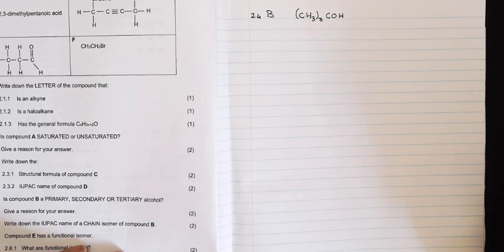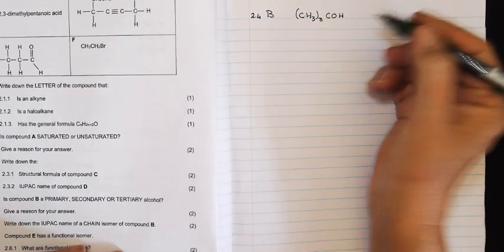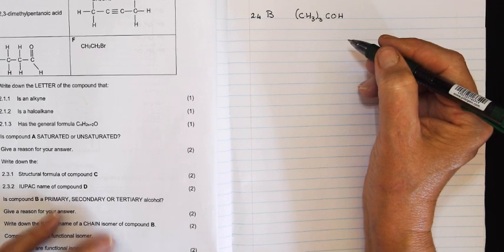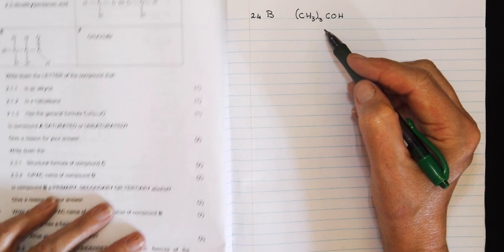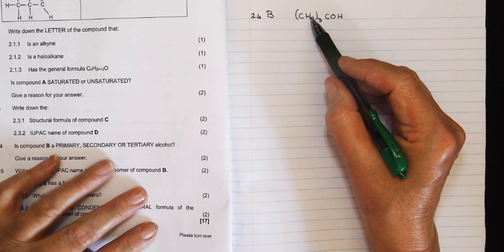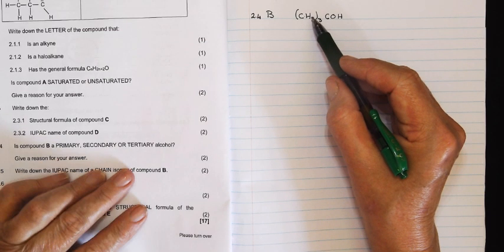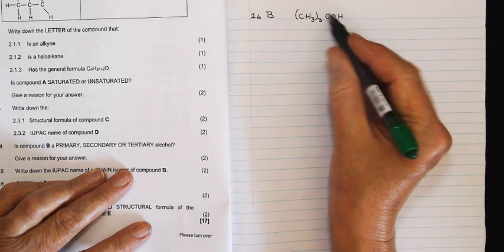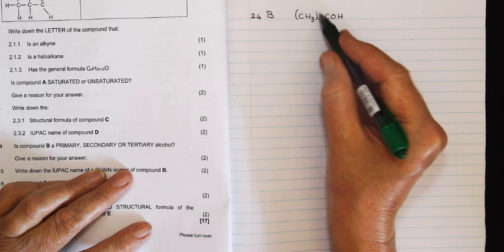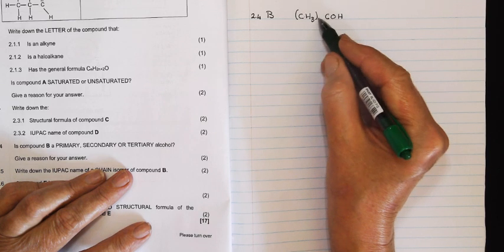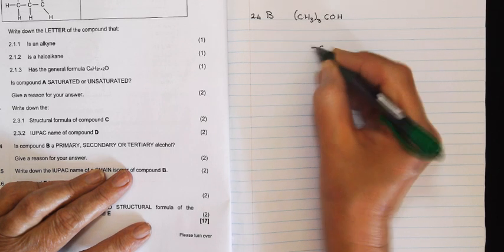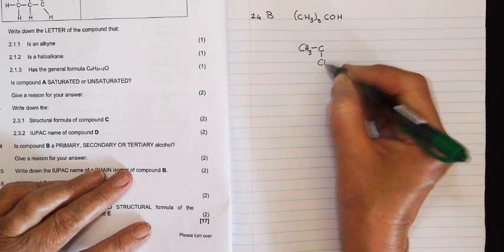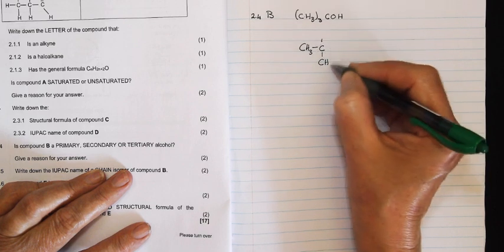Question 2.4 from the Eastern Cape September Physical Science Paper 2 asks whether compound B is a primary, secondary or tertiary alcohol, and then we need to give a reason. To answer this question, we need to understand that if the CH3 is in brackets like this with a 3 there, it means that these CH3s are connected to the carbon with the OH bond.